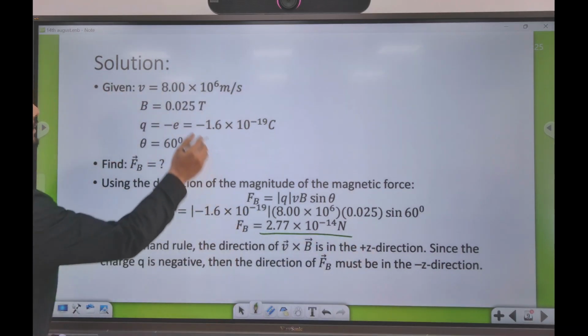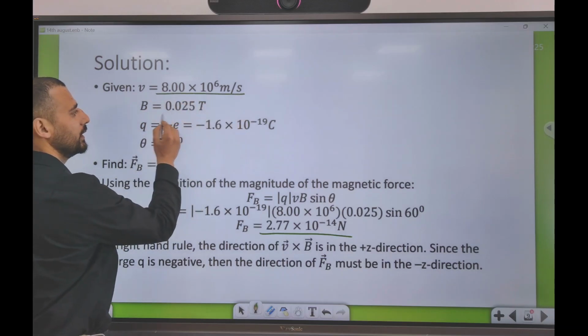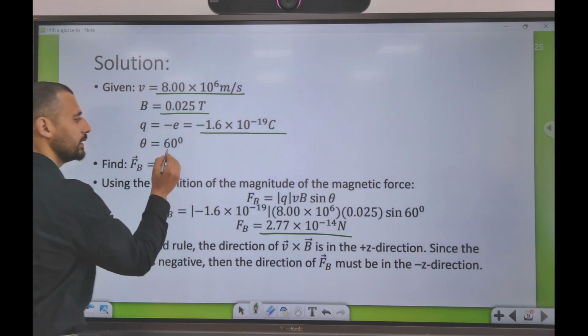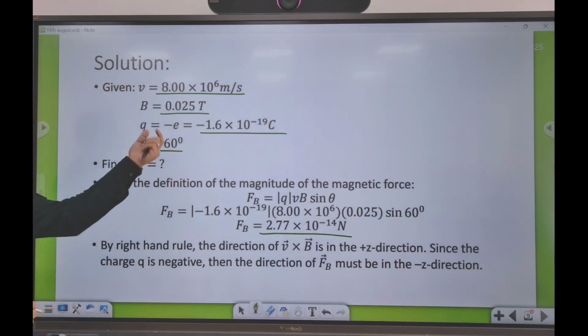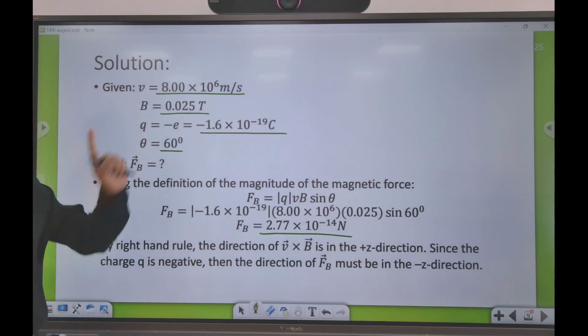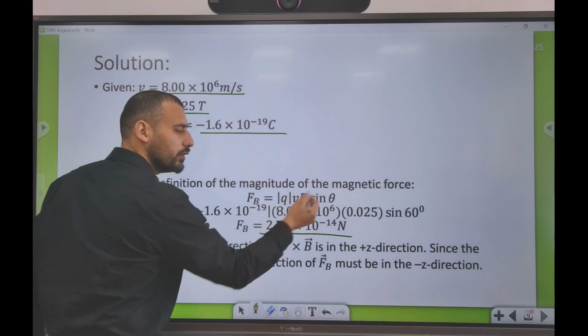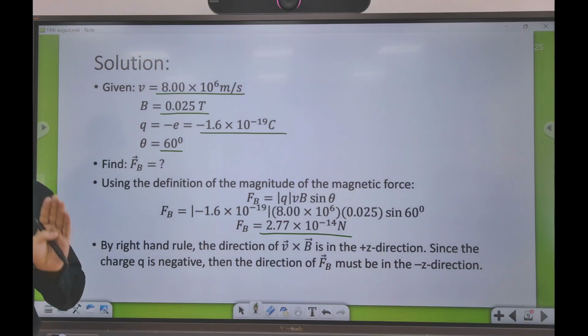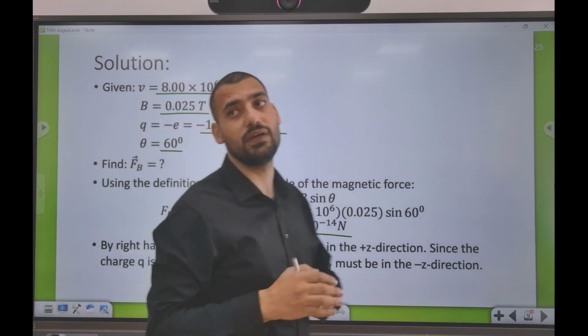So see, the velocity is 8, the magnetic field is given, the charge is that of an electron, and the electronic charge is this. The angle is 60 degrees. Now, in order to find the magnitude of the force, the expression that we will use is QVB sine theta. Don't use the negative sign here because we are just evaluating the magnitude of the force. But now, when you have to find the direction, very important.